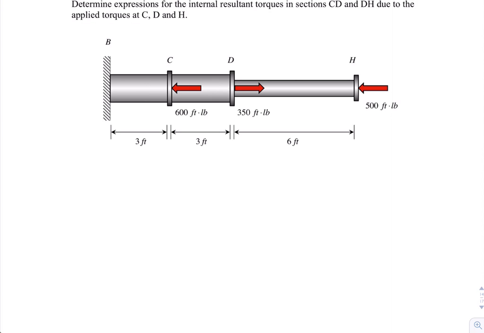For this example, we're looking at a shaft which is made up of 3 segments. I'm going to call the segments 1, 2, and 3. These segments are joined by these connectors at C and D. It's also got a rigid connector there, H, on the right-hand side. What we're asked to do is to determine the internal resultant torques in the sections 1, 2, and 3.